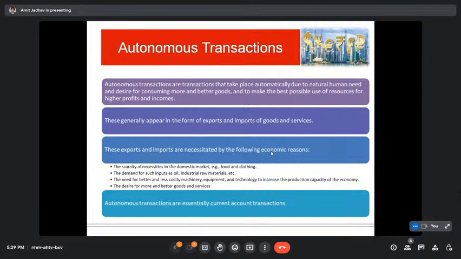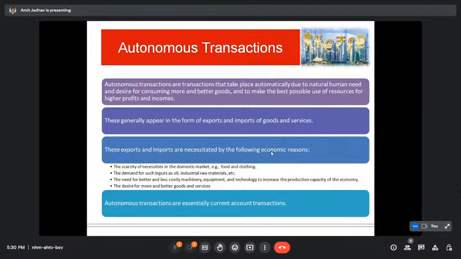In our sense, we can say that demanding fuels from other countries or importing crude oil is our autonomous transaction, because that is a need, and we have to fulfill that need. We are not able to produce so much of the commodity or fuels to meet our domestic needs. So these generally appear in the form of export and import of goods and services, that is, fulfilling desires or needs appears in the form of exports as well as imports.